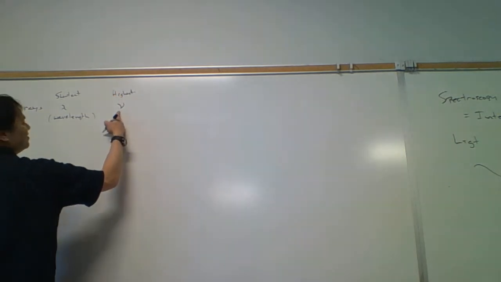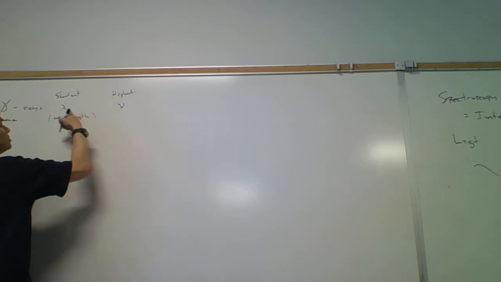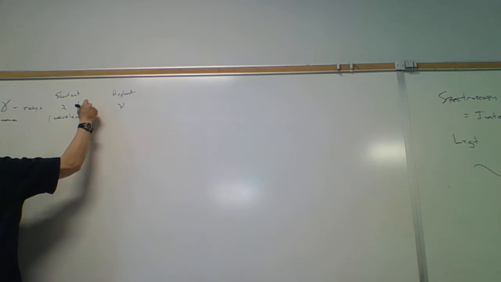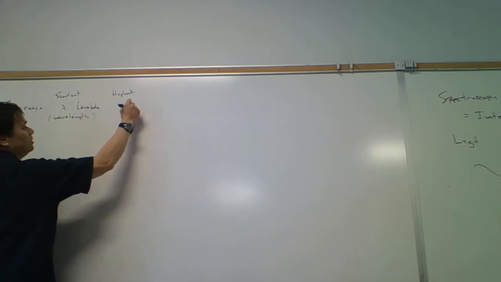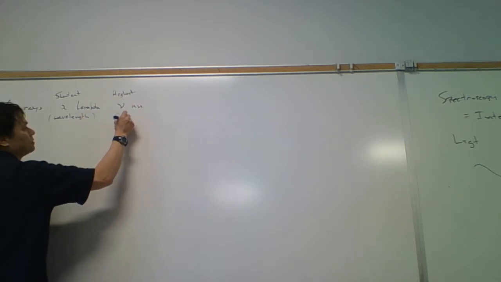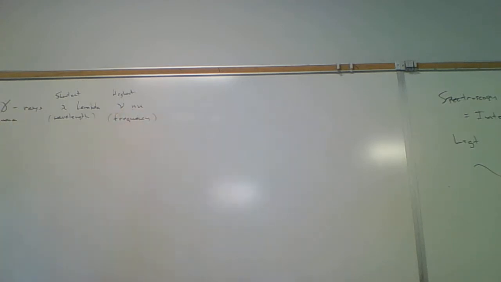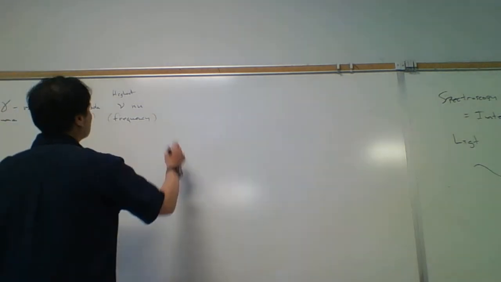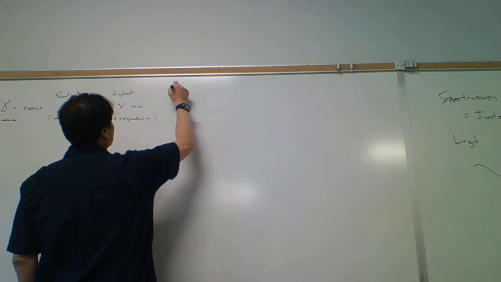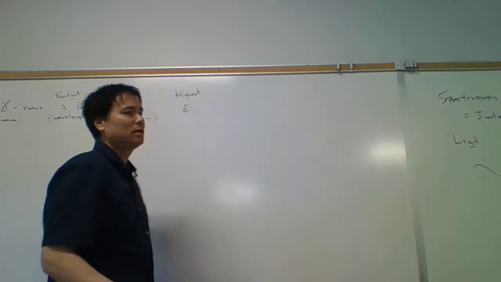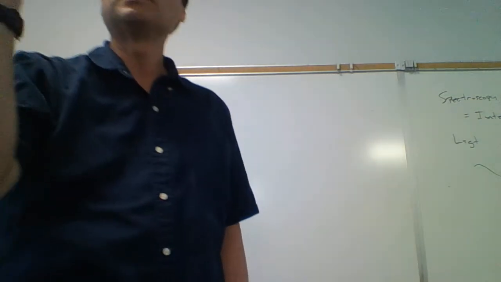Frequency, we give this symbol. This symbol is called mu. This one's lambda. So it has the shortest lambda, highest mu. Mu stands for frequency. Gamma rays are also going to have the highest energy. So let's say you have your radio antenna and you blast it with gamma rays.